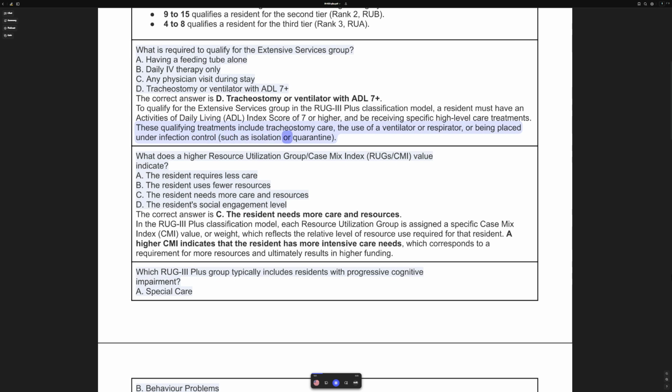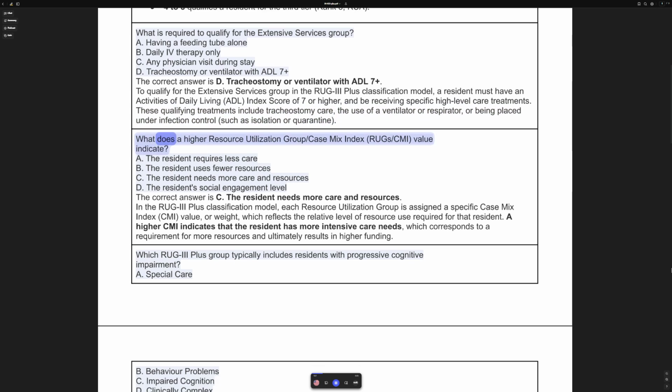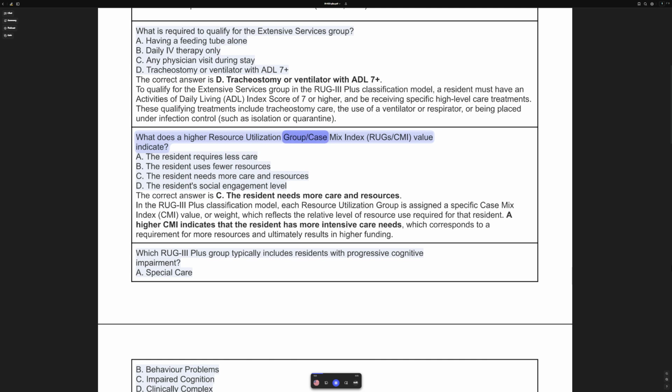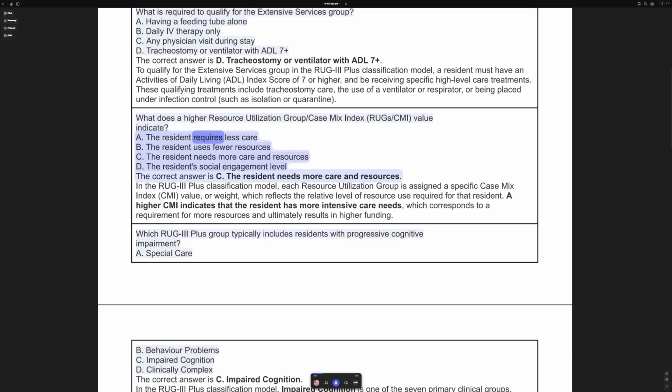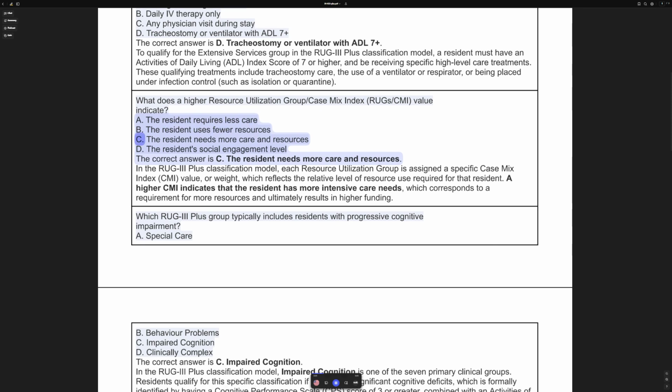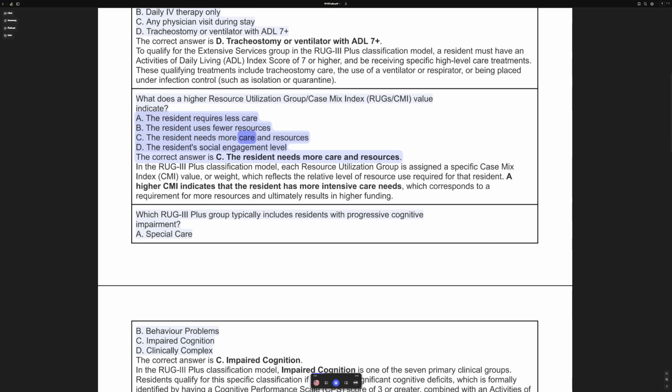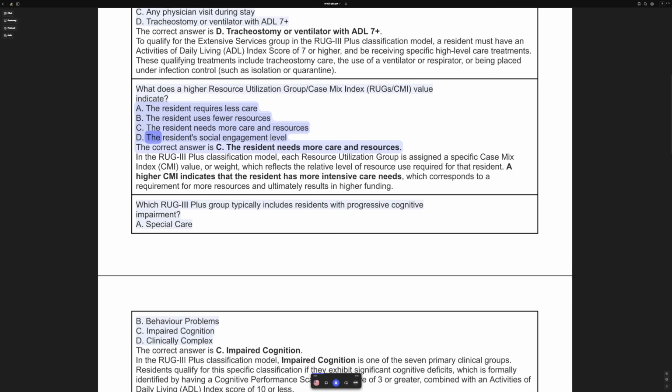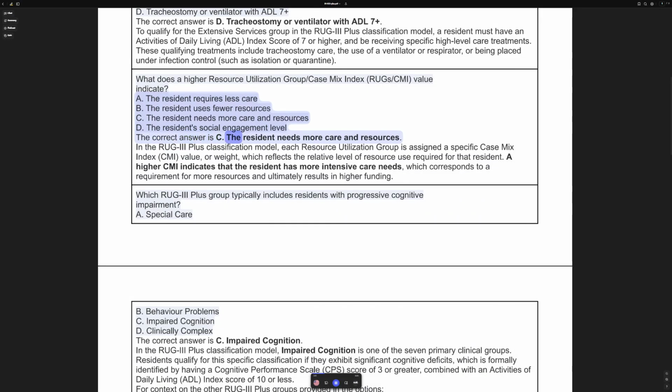What does a higher resource utilization group/case mix index, RUG/CMI, value indicate? A. The resident requires less care. B. The resident uses fewer resources. C. The resident needs more care and resources. D. The resident's social engagement level. The correct answer is C. The resident needs more care and resources.